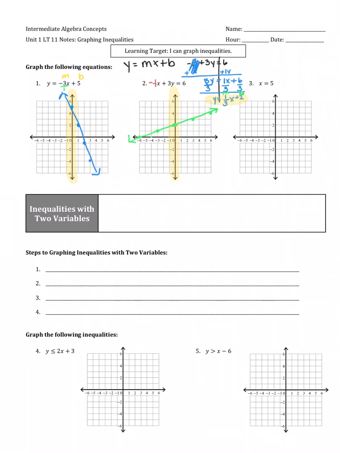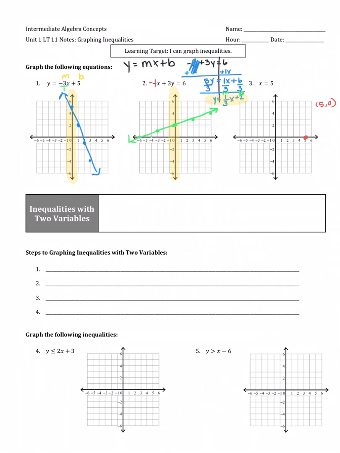Okay, number 3 says x equals 5. What that means is that no matter what y is, my x is going to be 5. So I'm going to go ahead and put a dot on x equals 5. Okay, and that dot right there is really 5, 0. I didn't go anywhere. I started on 5, but then I stayed on that 0 line. I didn't go up or down.